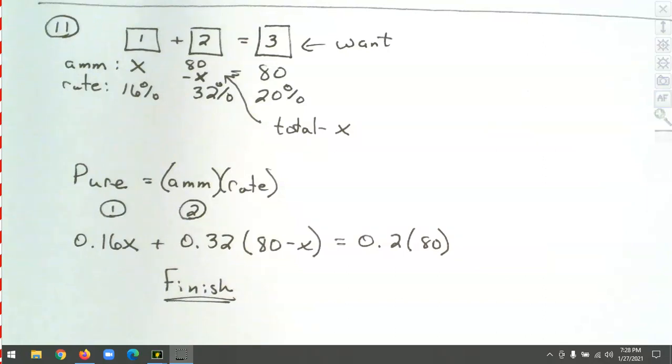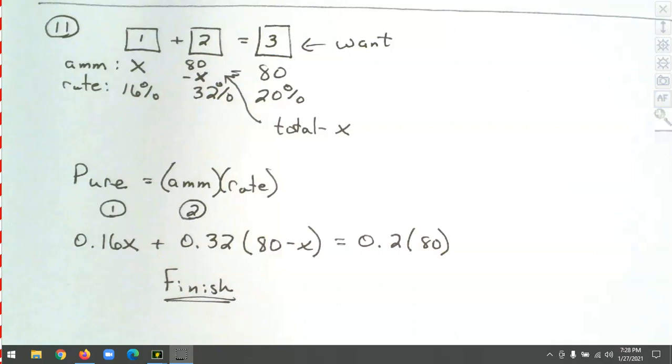So pure is, in this case, when you mix these together, we've got on this one, on number 10, it doesn't say what type, but this might be acid. So we've got like a 16% acid solution. So there's 16% of it acid, the rest is water.